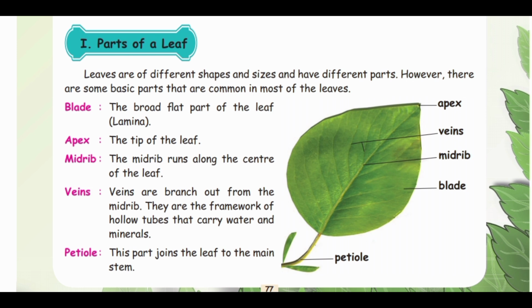First one, parts of a leaf. Leaves are of different shapes and sizes and have different parts. The picture given here is one type of leaf. There are different types of leaves. However, there are some basic parts that are common in most of the leaves. Some of the common parts which are the same in all the leaves are given here.